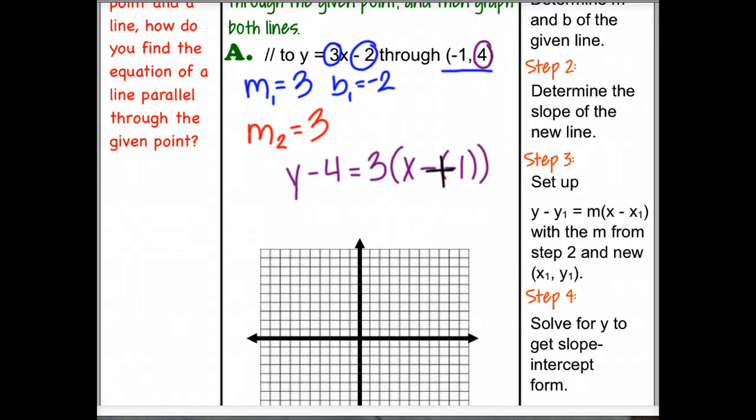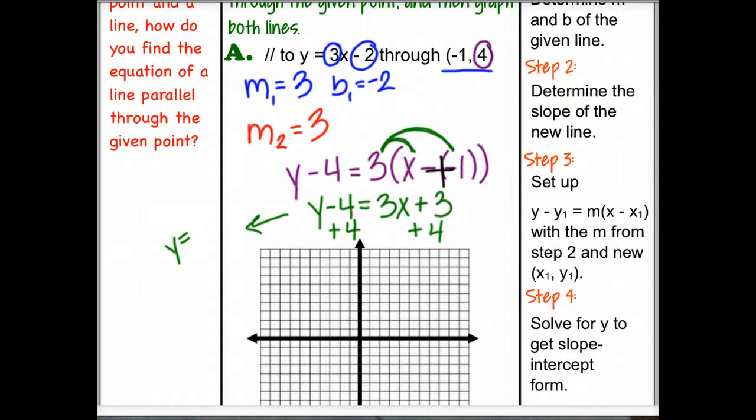Our next step with solving this is going to be to distribute that 3 to the x and the 1, giving us y minus 4 is equal to 3x plus 3. A lot of you guys draw in these lines to show that you're distributing, but don't actually distribute to both terms, so make sure you distribute to both terms. Finally, we can add 4 to both sides, giving me a new equation of y equals 3x plus 7.